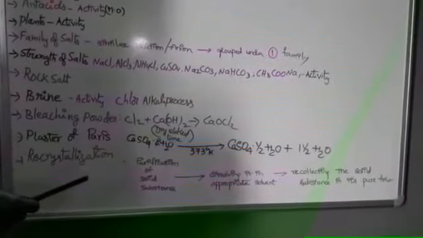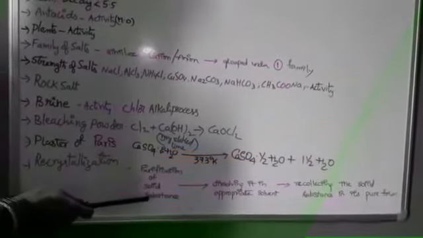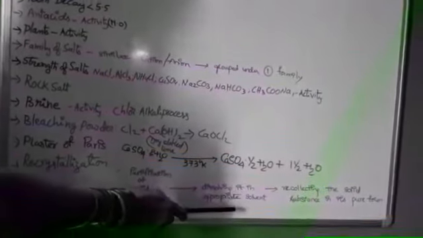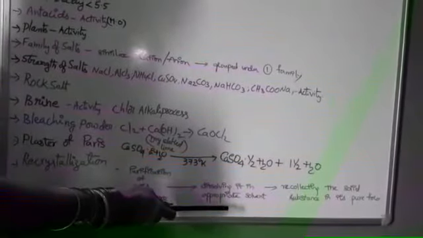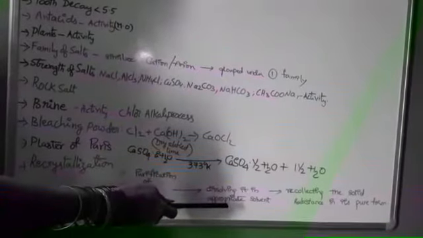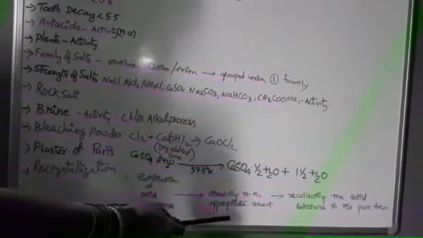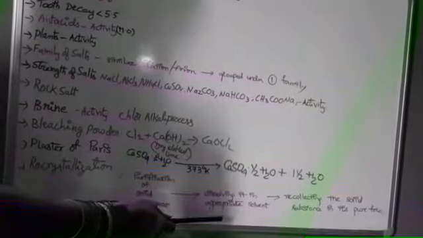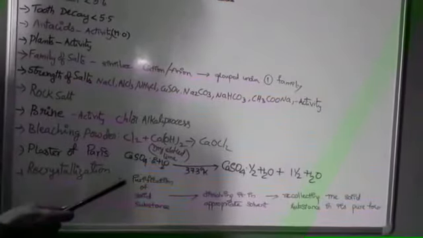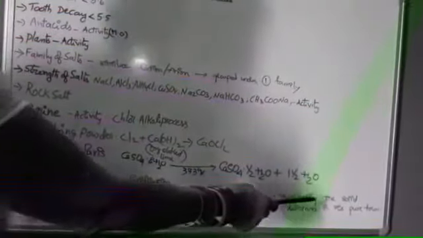Crystallization: purification of a solid substance by dissolving it in an appropriate solvent. You know that water is a universal solvent. Next to that, in the pharmaceutical industries we use C2H5OH, ethyl alcohol. So here we need to remember in which solvent the substance can dissolve. Then recollecting the solid substance in its pure form is called recrystallization.